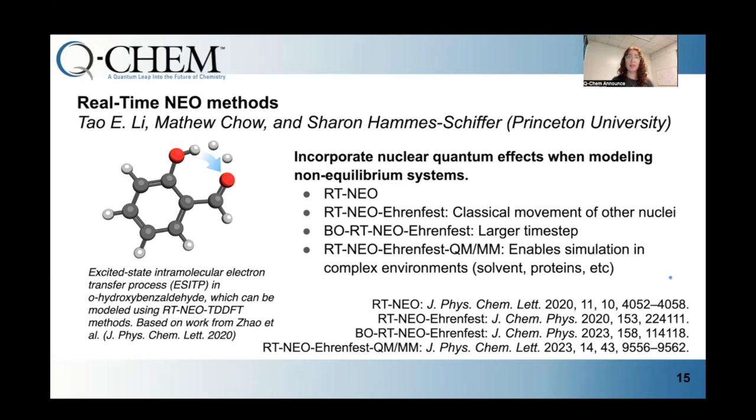And then taking it a step further, in terms of optimizing it and making it a little more computationally inexpensive, there's this Born-Oppenheimer real-time nuclear electronic orbital Ehrenfest model, which allows an order of magnitude larger time step, which significantly speeds things up. And then there's also a QM/MM option that allows simulations in complex environments with solvent and proteins and so on. Matthew Chow out of this group also did some NEO-PCM work for implicit solvent, so this couples very nicely with that.